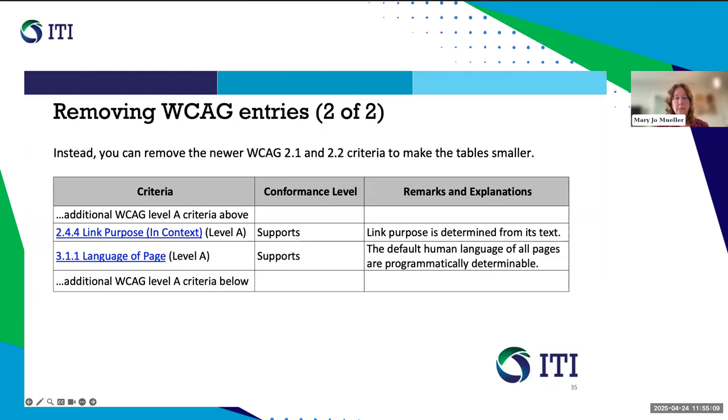Or instead of marking these criteria not applicable, you could delete them from the tables. One thing to remember, whenever you're not reporting on a particular level of WCAG or a particular WCAG version, make sure that the applicable standards or guidelines section of the report lists only the standards that you are reporting against. So you would report no on those others.